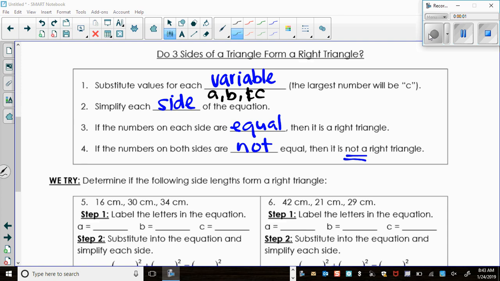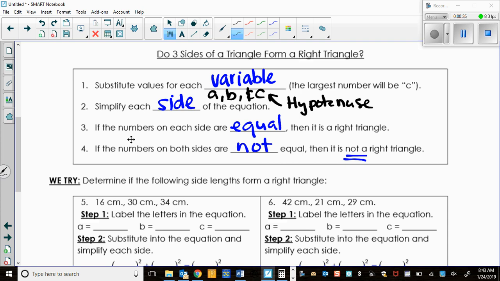Alright class, in this video I'm going to talk about how we determine if a given information is a right triangle. So the first thing I want you to do is look at these directions here. We're going to substitute values for each of the variables that is part of the Pythagorean theorem. Remember that C is always the largest number because this is our hypotenuse. So our hypotenuse is always represented by the variable C. Alright, then you're going to simplify each side of the equation.